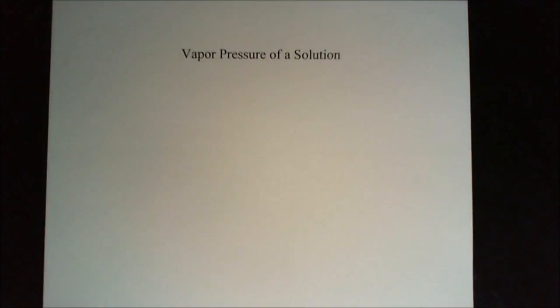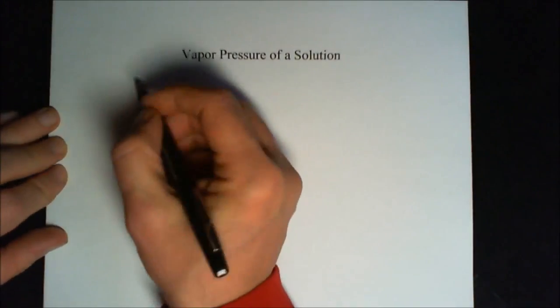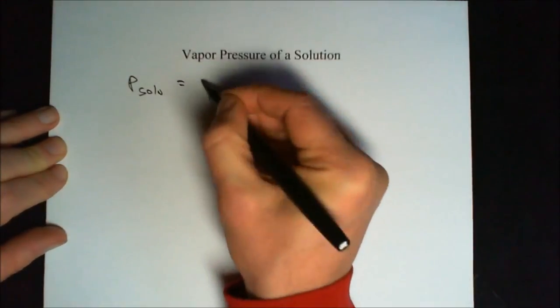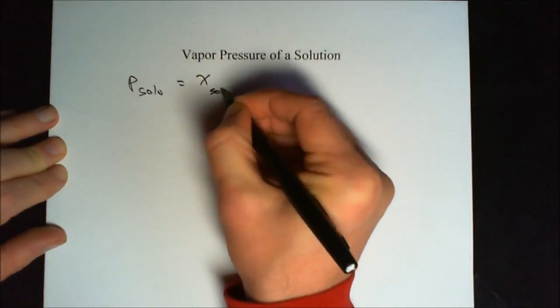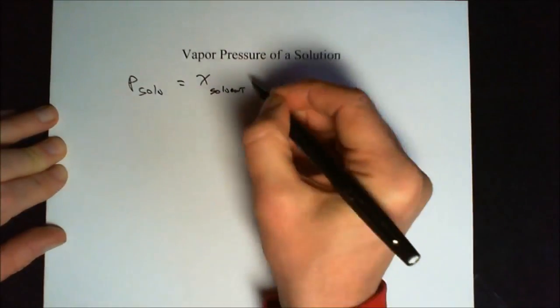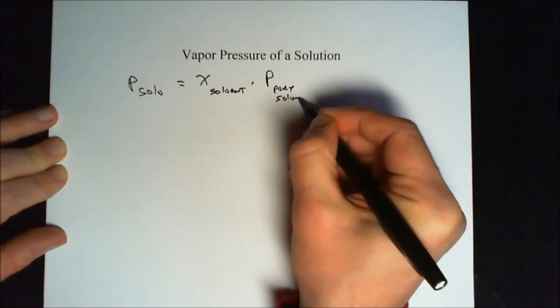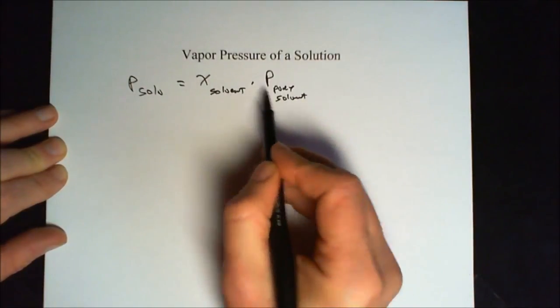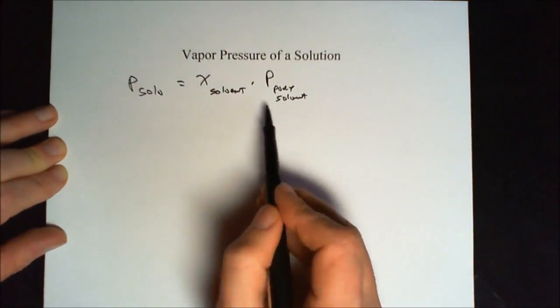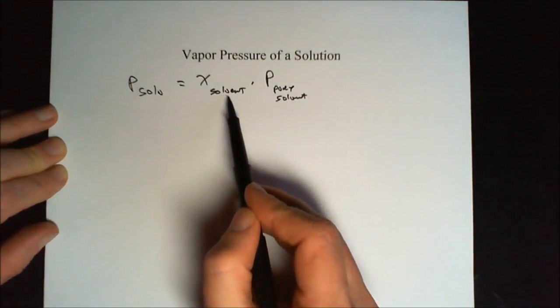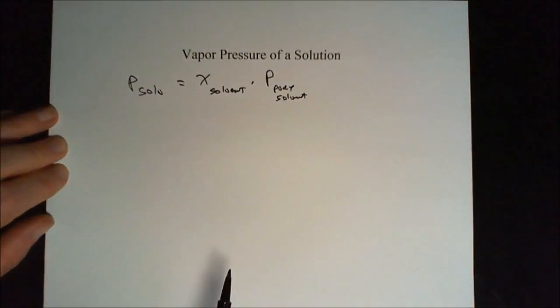Next, let's calculate the vapor pressure of this solution of sucrose in water. Now the vapor pressure of the solution is different from the previous ones we calculated. The vapor pressure of the solution is equal to the mole fraction of the solvent times the pressure of the pure solvent. Now this is different from the other colligative properties. We have to be careful that we're using the pressures of the solvent and the mole fraction of the solvent to calculate the pressure of the solution.